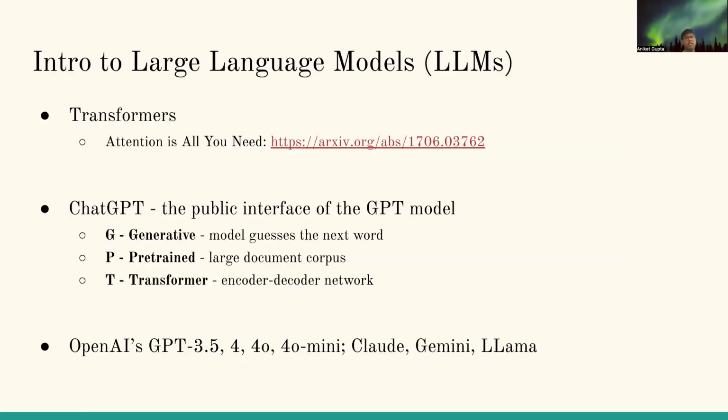Just before we dive into that, everyone's heard of ChatGPT. It's the public interface behind the GPT model from OpenAI. GPT stands for Generative Pre-trained Transformer. Umer already explained a lot about how transformers work with the encoder and decoder network. Generative means the model guesses the next word, and pre-trained means it's trained on a large document corpus. We'll see how these two tie in downstream in a few slides. Some prevalent LLMs today are, of course, OpenAI's GPT-4 series, the 4 and the 4 mini, as well as Claude, Gemini by Google, and Llama.